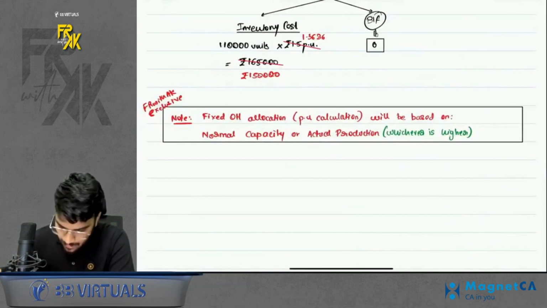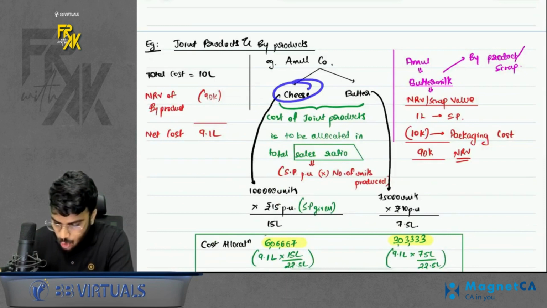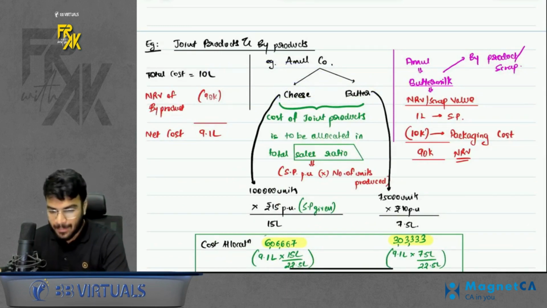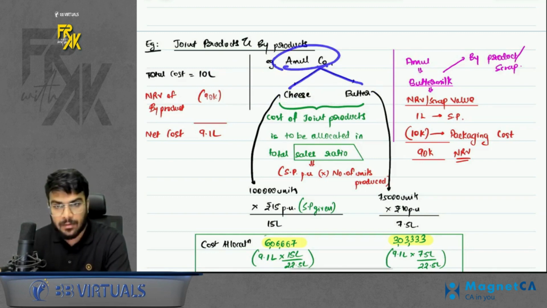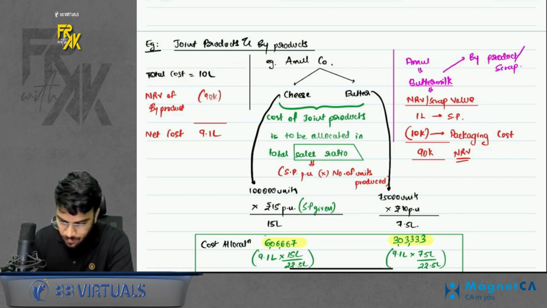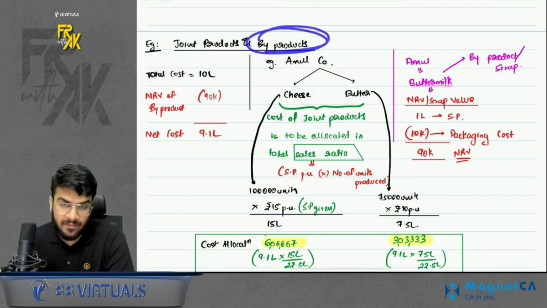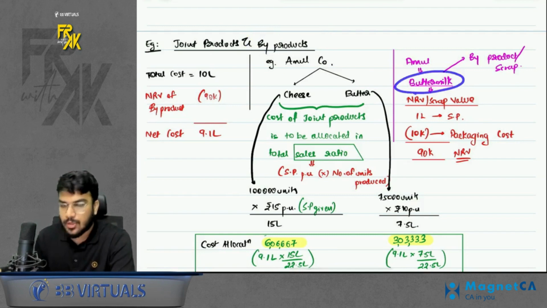Sometimes what happens is you are manufacturing two products together and you are incurring cost together, but you don't have the bifurcation of the cost. Example, Amul company prepares cheese and butter. They incur 10 lakhs total cost, but don't have the bifurcation of how much out of 10 lakhs was incurred for cheese and how much for butter. Also, there can be a byproduct which results, like buttermilk. So what to do?